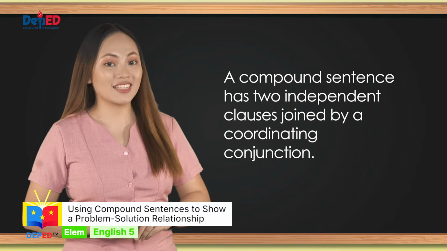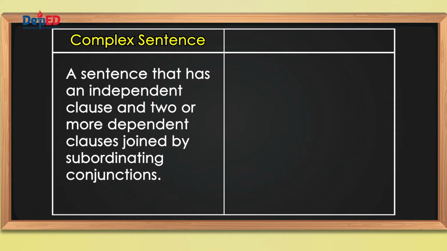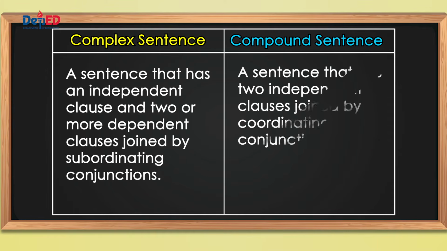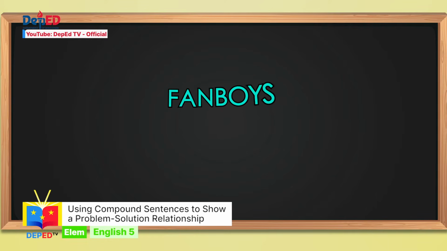we form our sentences? Unlike a complex sentence that has an independent clause and 2 or more dependent clauses joined by a subordinating conjunction, a compound sentence has 2 independent clauses. These independent clauses are joined by coordinating conjunctions. Coordinating conjunctions are easier to remember compared with subordinating conjunctions. To remember coordinating conjunctions, remember the acronym FANBOYS.